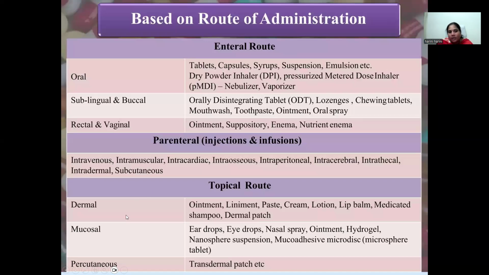And topical route. Topical, again dermal, which is surface, applied on the surface of the skin, like ointments, paste, creams, lotions, liniments, lip balms, medicated shampoos. Even the scalp is on the surface of the skin, so medicated shampoos and the patches which are applied on the surface of the skin come under dermal.